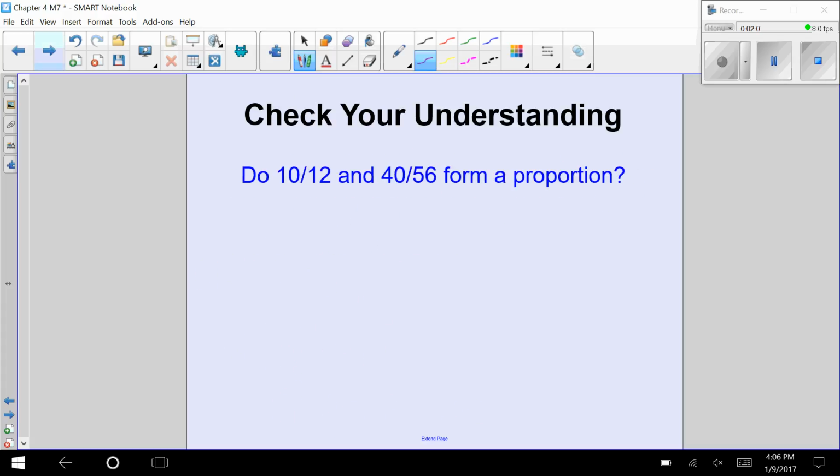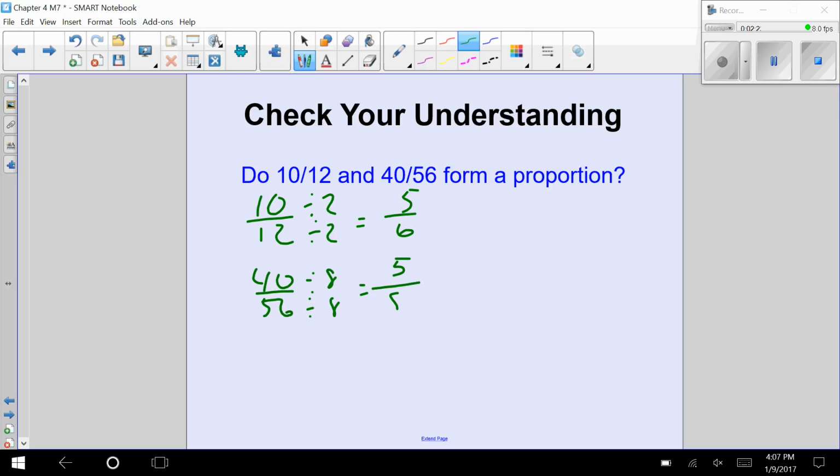All right, try this on your own. Do 10/12 and 40/56 form a proportion? To test this, we take 10/12 and simplify it. Divide both by 2, and we get 5/6. We take 40/56 and divide it by the greatest common factor in each of those, which is 8. We get 5/7. Are those two equal? Well, 5/6 is not the same as 5/7, so this is not a proportion.